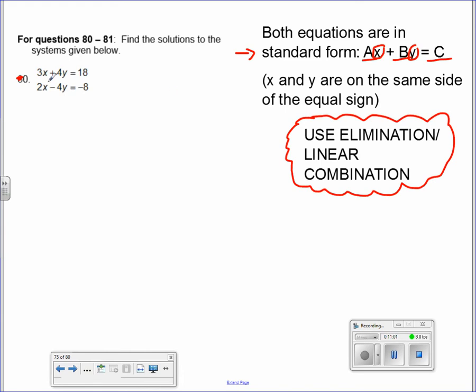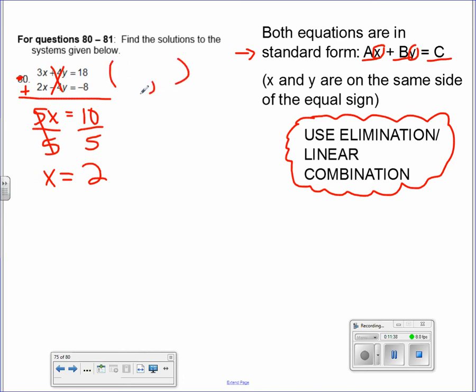So let's go ahead and do that. Now if I look at my y's, I notice I have a positive 4y and a negative 4y. Well, if I have positive 4y's and I take away 4y's, those are going to cancel. So those are gone, they have been eliminated. So draw your line underneath, put a plus sign. 3x plus 2x gives me 5x. Bring down your equal sign. 18 plus a negative 8 gives me 10. Now if I divide by 5 on both sides, I get that x is equal to 2. So I know that the x-coordinate where these two lines are going to meet is 2.